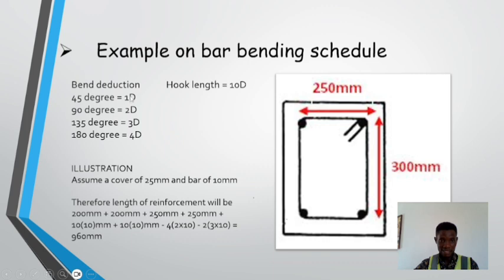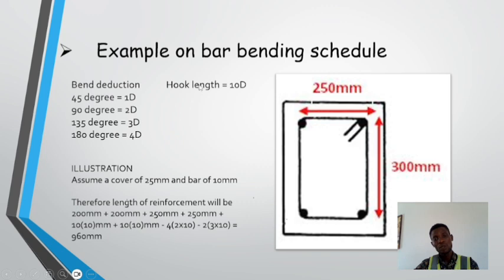Now, you might not understand this right away. When we start with the illustration, you are going to understand better. When you are bending at an angle of 90 degrees, just like this, what you are going to deduct is 2 multiplied by D. Let's say this reinforcement is 10 mm, then 2 multiplied by 10 gives 20. So you deduct 20 here, 20 here, 20 here, 20 here. For 135 it is 3D, and for 180 it is 4D.